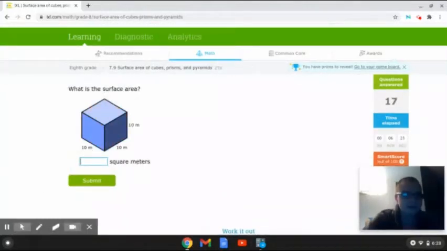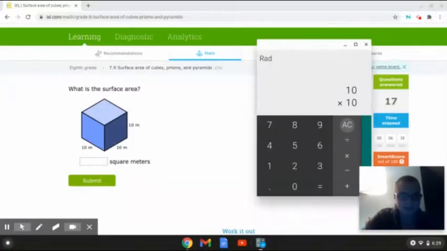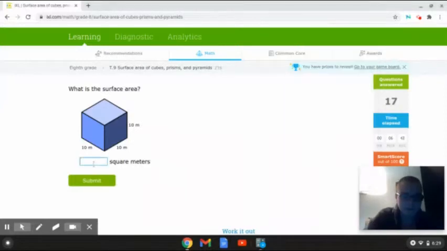Okay, so this next problem reads, what is the surface area? So as we can see here, all the sides on this cube are 10 meters. And the way that we're going to be calculating the surface area of this cube is like we did before in the last problem. First, we're going to do 10 times 10, which is 100. And then we're going to do 100 times 6 because there's 6 sides. And that will give us 600. So the surface area of this cube is 600 square meters. And that is how to solve this problem. So let's move on to another one.